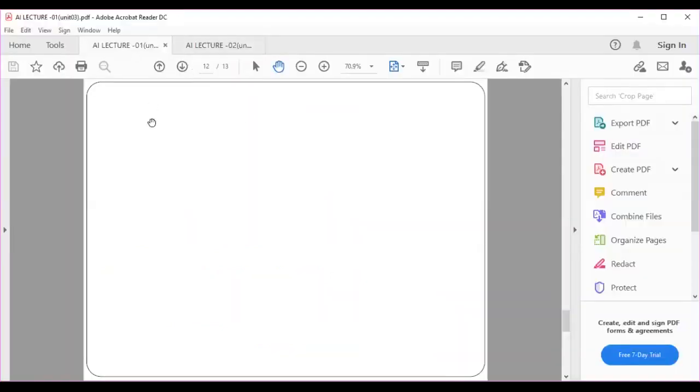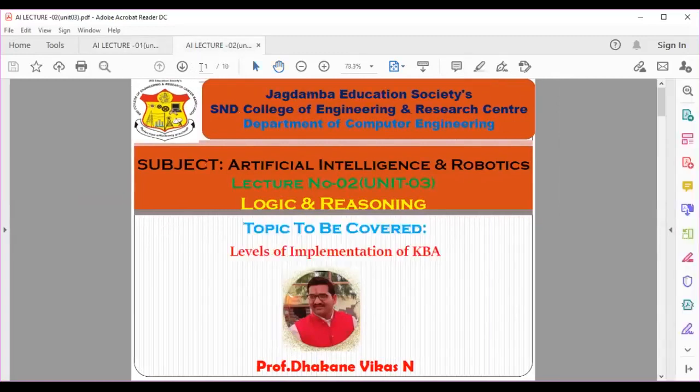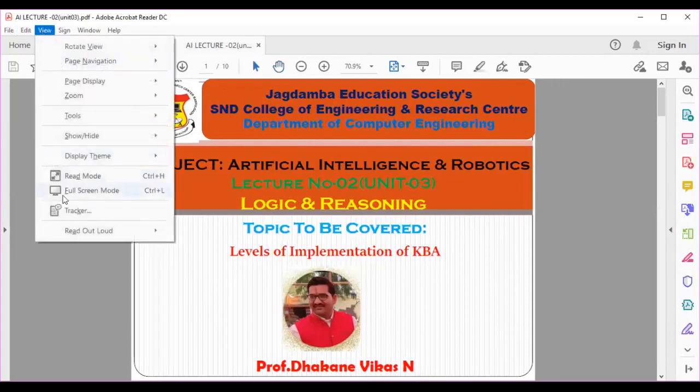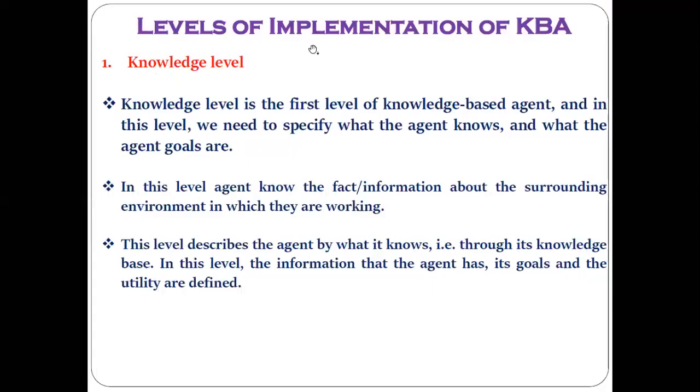So all of you are clear on the first point that we discussed in the first lecture. Now, on the basis of that, we have our second point, the next point on which the question is asked a number of times: the levels of the implementation of a knowledge base agent. How a knowledge base agent gets implemented step by step through the different levels. We will see this with an example.